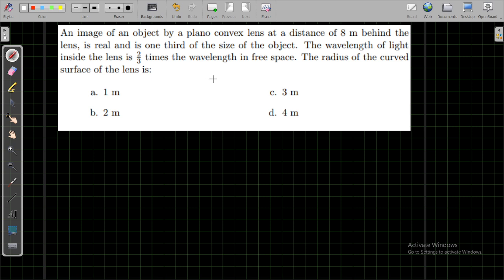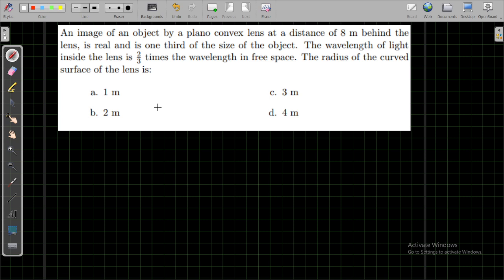So the problem is: an image of an object by a plano convex lens at a distance of 8 meters behind the lens is real and is 1/3 of the size of the object. The wavelength of light inside the lens is 2/3 times the wavelength in free space. The radius of the curved surface of the lens is what we need to determine. So it will be either 1 meter, 2 meter, 3 meter, 4 meter. So let's see how to solve.